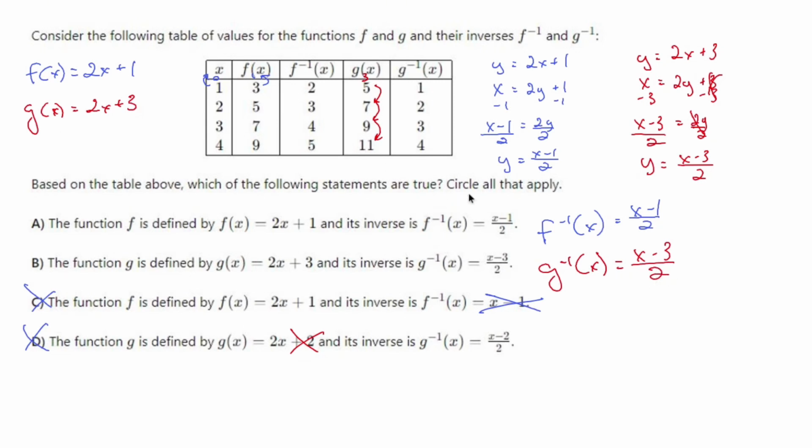This is the circle all that apply. So we found out that f of x is 2x plus 1, check, and f inverse is x minus 1 over 2, check, so A is a possibility. And we found out that g of x is 2x plus 3, check, and g inverse is x minus 3 over 2, check, so B is the other possibility. So A and B are our answers.